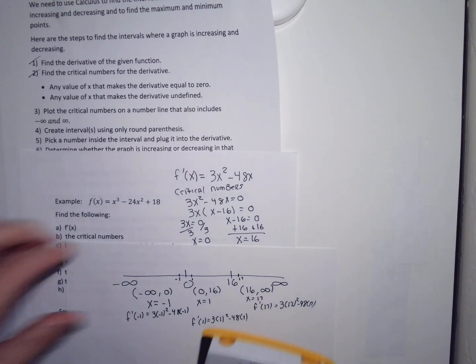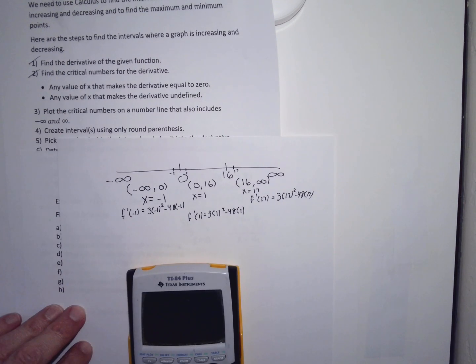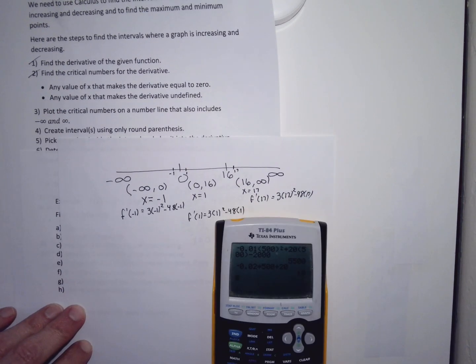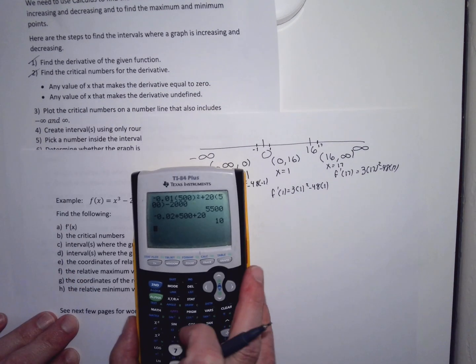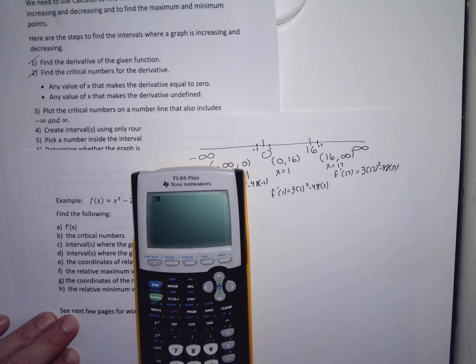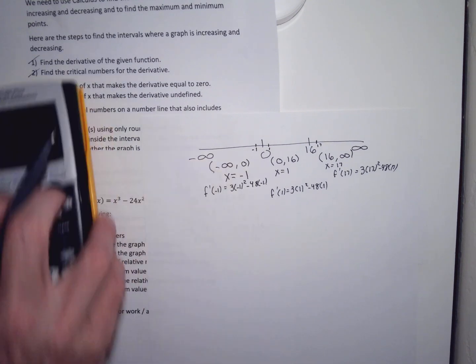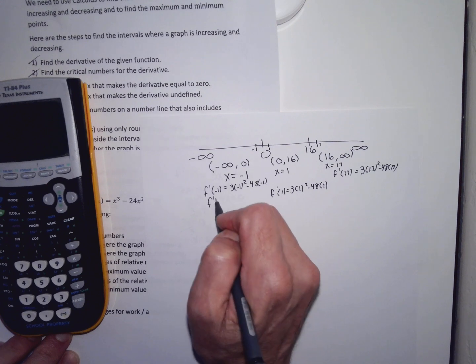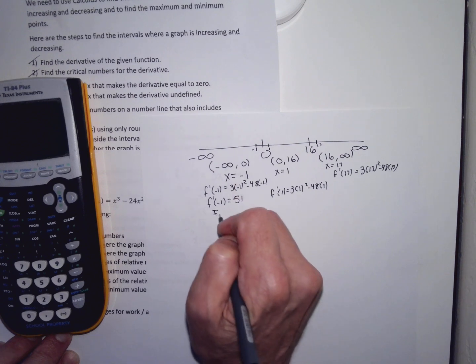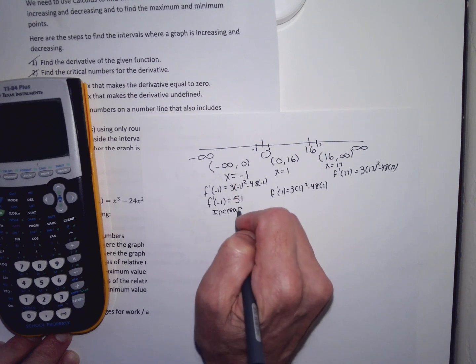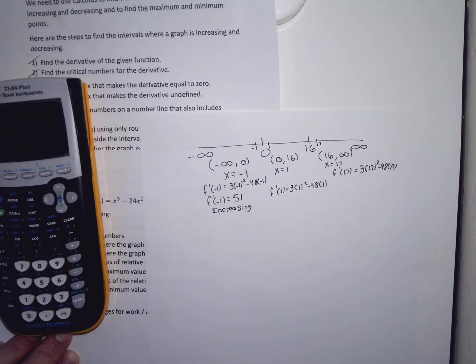Pull out my calculator to do these because I don't want to do these by hand. So first computation, lighting gets to be such an issue at times of the day. So first interval, I can't even see what I'm going to do, but it's going to be 3 times negative 1 squared minus 48 times negative 1. I get positive 51, which means the slope of the tangent line at x equal to negative 1 is positive 51. That means the graph is increasing. If I get a positive number when I do the computation, the graph is increasing in that interval.